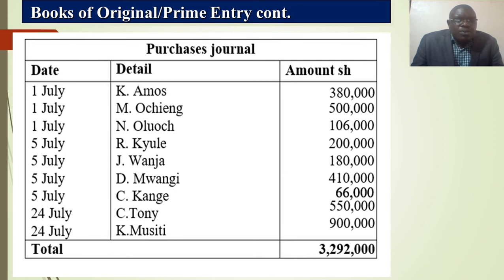J Wanja supplied goods amounting to 180,000 Kenya shillings, and D Mwangi supplied goods amounting to 410,000 Kenya shillings, and C Kange supplied goods amounting to 66,000 Kenya shillings. And finally, on 24th, C Tony supplied goods amounting to 550,000 Kenya shillings, and K Musiti supplied goods amounting to 900,000 Kenya shillings. So the total there is 3,292,000. That is the total which is transferred to the purchases account in the purchases ledger.